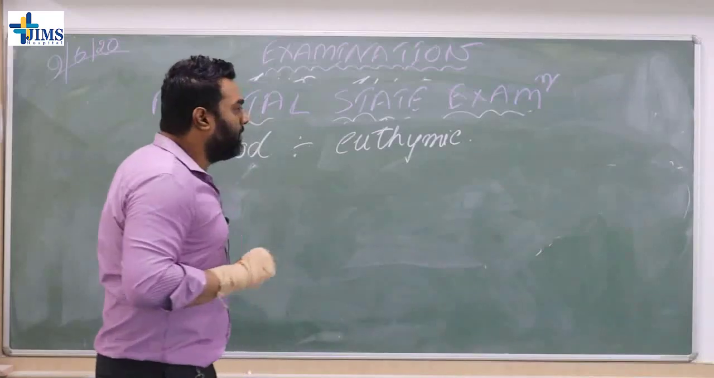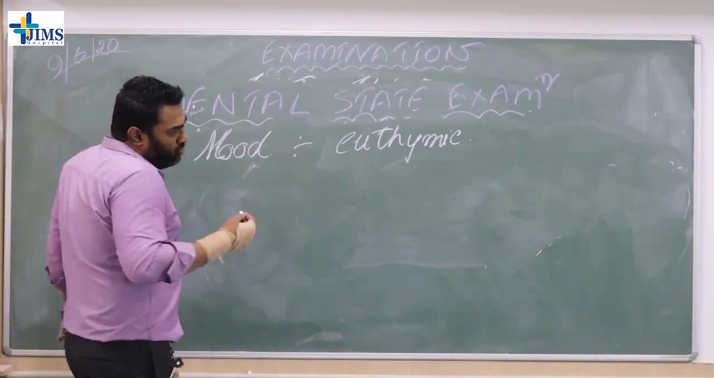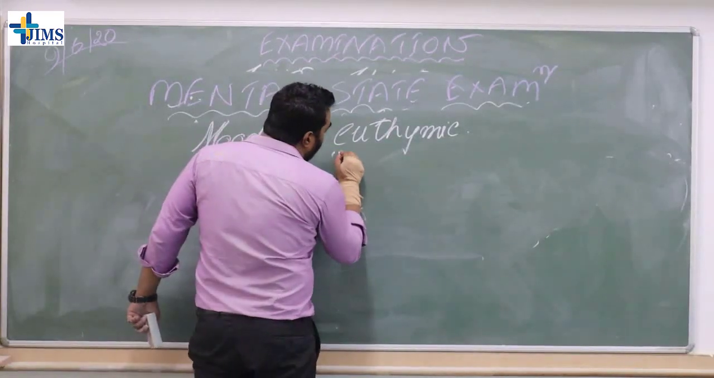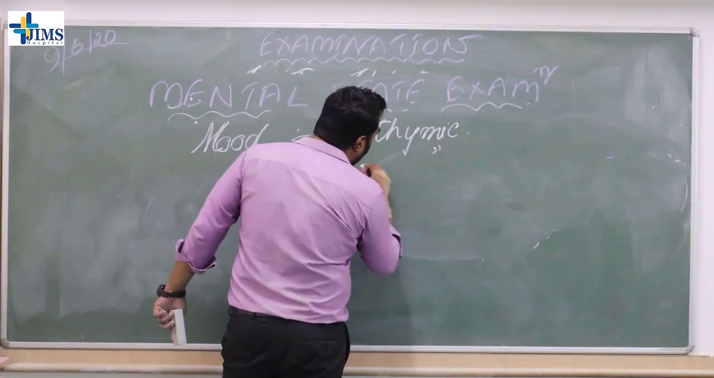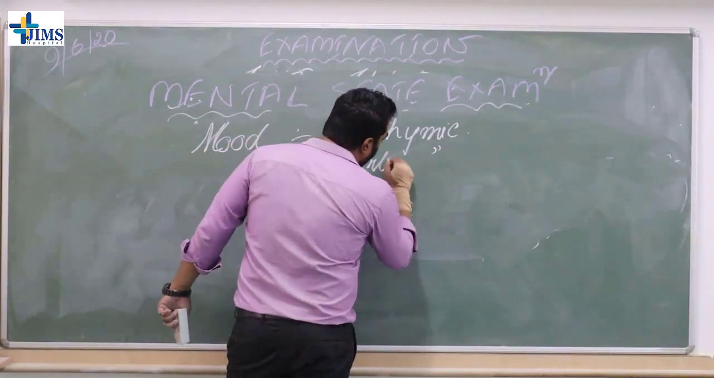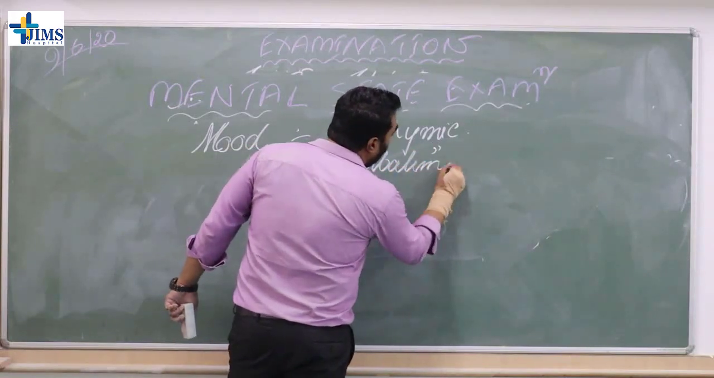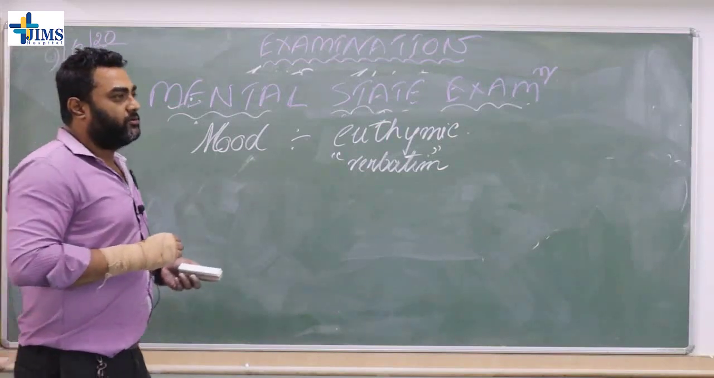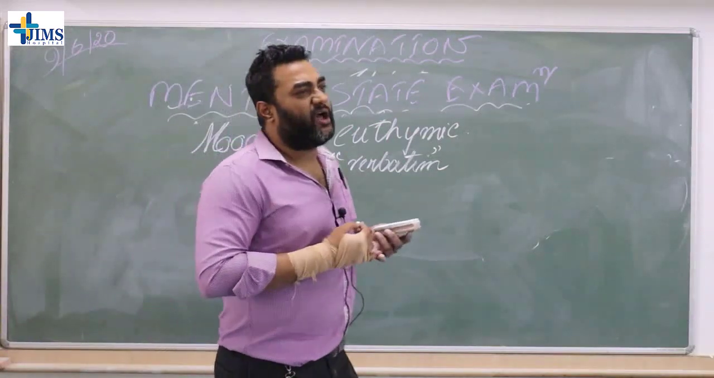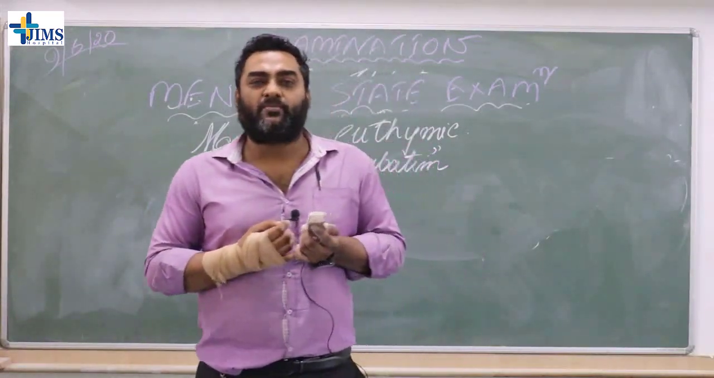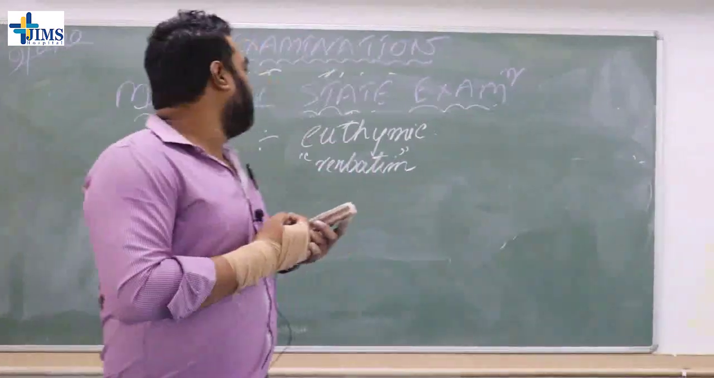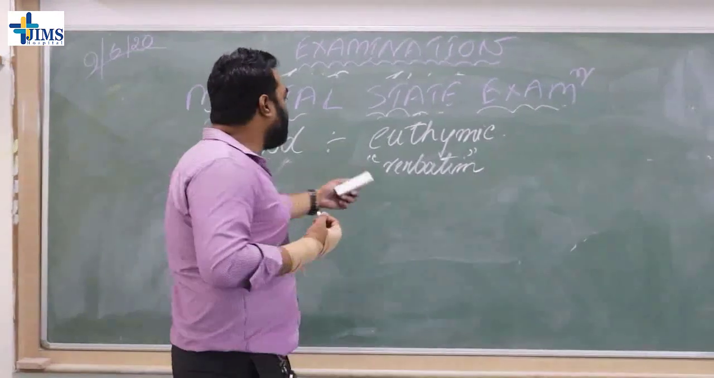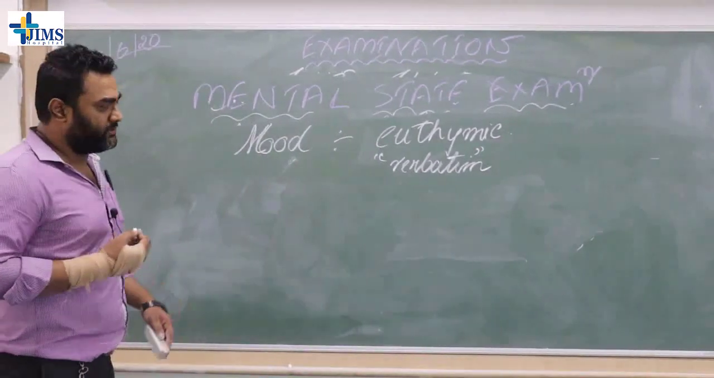Here, remember, we should record the mood of the patient according to the verbatim of the patient. Verbatim: what the patient tells you. For example, the patient may say they feel sad most of the time, or that they feel fine, with lots of happiness and energy. You should write the verbatim of the patient.